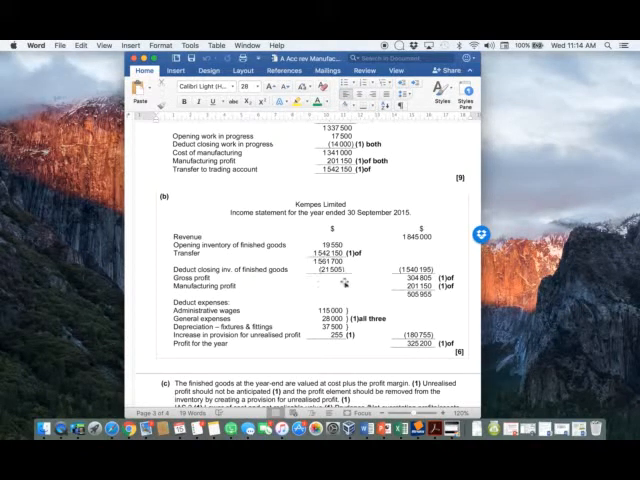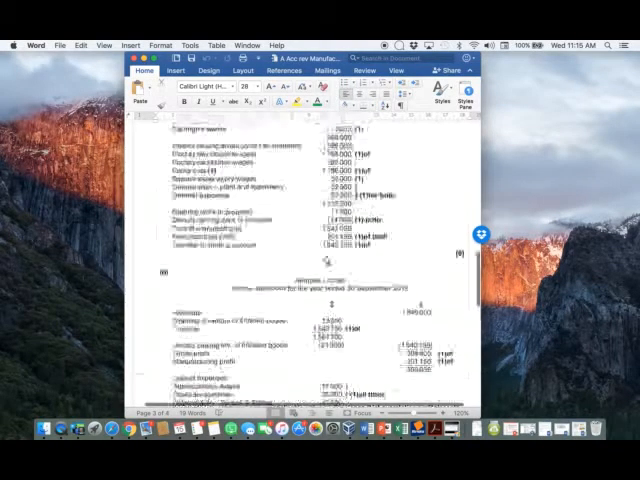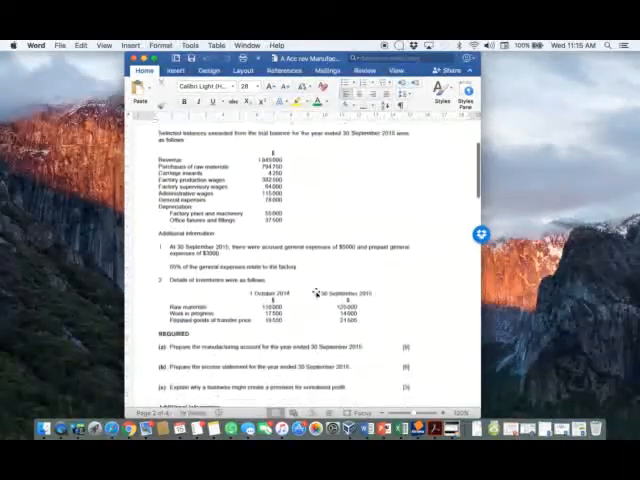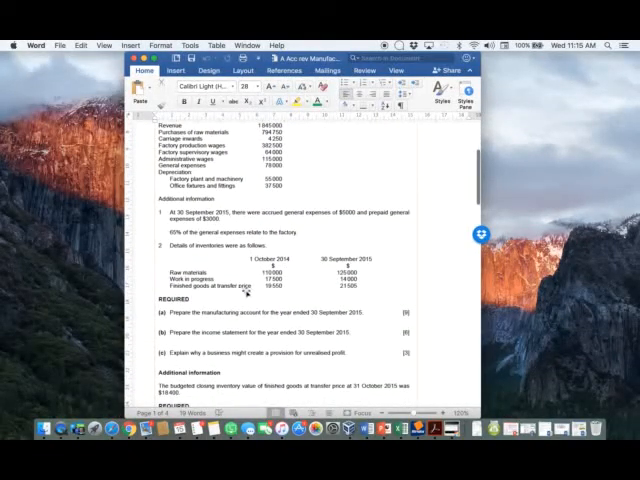I want you to highlight that. That would have been in your statement of financial position, but I'm pulling it from here because it's what you have on hand. It would also have been shown in the information that was given up at the top. So if you prefer, you could go to the information at the top and highlight it over here. Finished goods at transfer price on the 30th of September, the 21505. That is what is important.